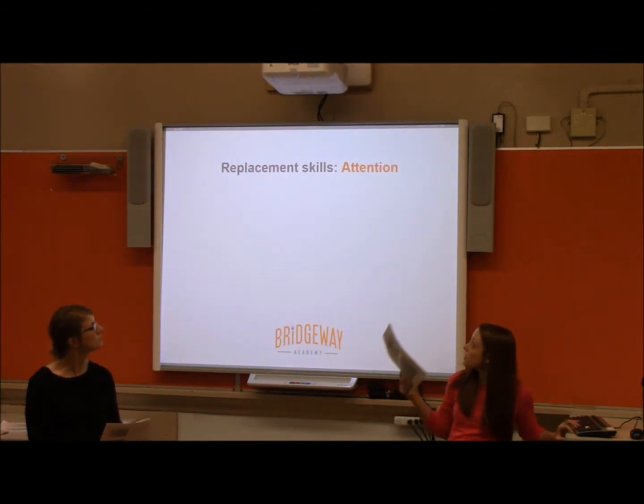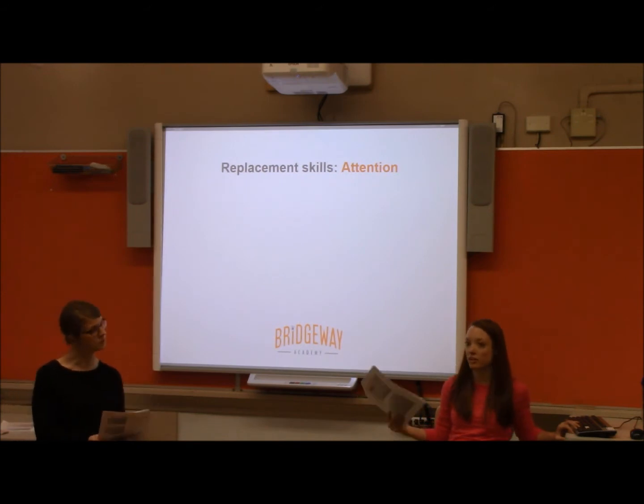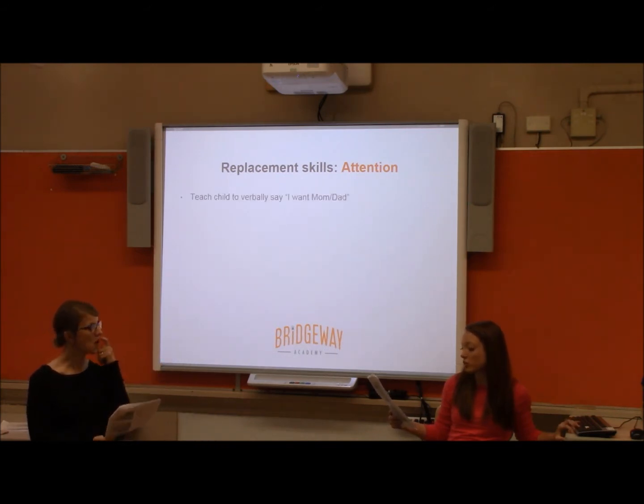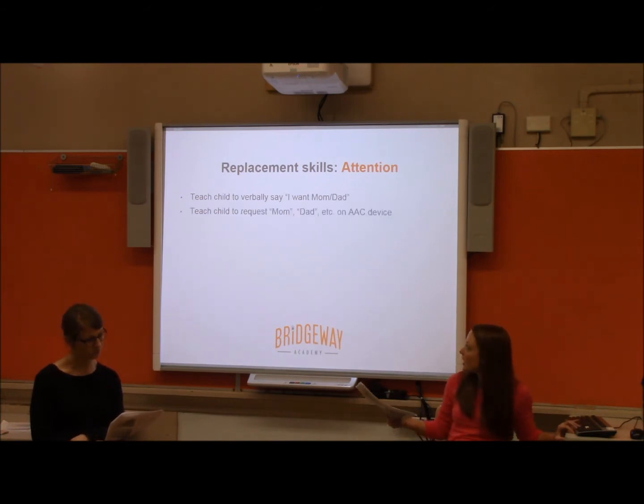And then thinking ahead to attention. So let's say the maladaptive behavior or less appropriate behavior serves an attention function. Some replacement skills include teaching the child to verbally say, I want mom or dad, or whoever the attention they're seeking is from. Teach the child to request mom, dad, etc. on their device. You guys seeing a pattern? Teach the child to request appropriate forms of attention.